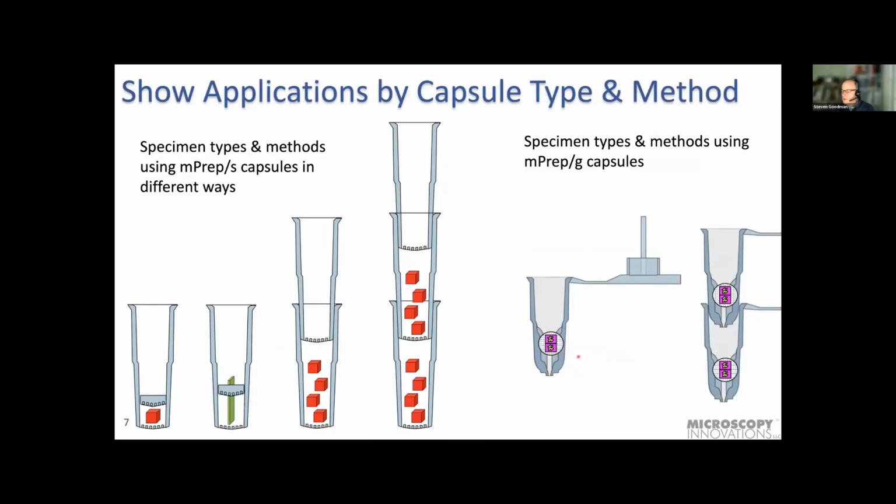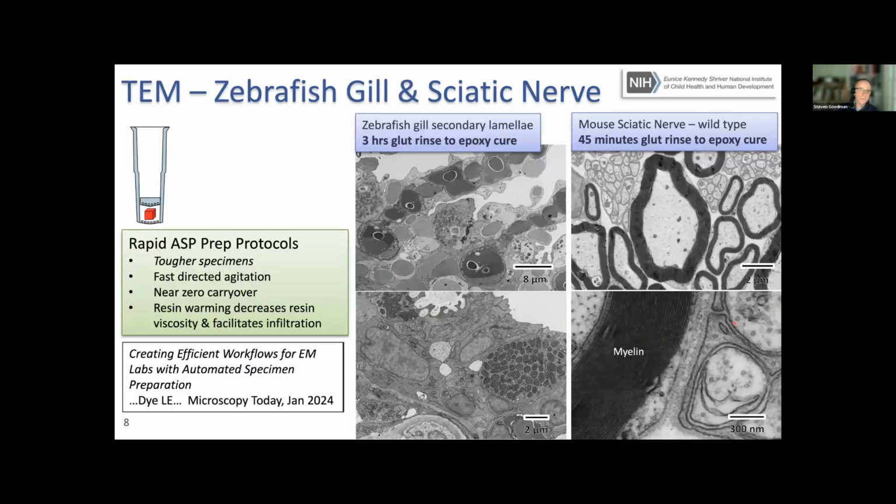So I'm going to show breeze through multiple applications, showing how the capsules can be used in various ways. This shows that one can stack multiple capsules containing specimens together and multiple grid capsules as well to do high throughput production. So this first example basically simply shows how this technology can be used in a small laboratory.